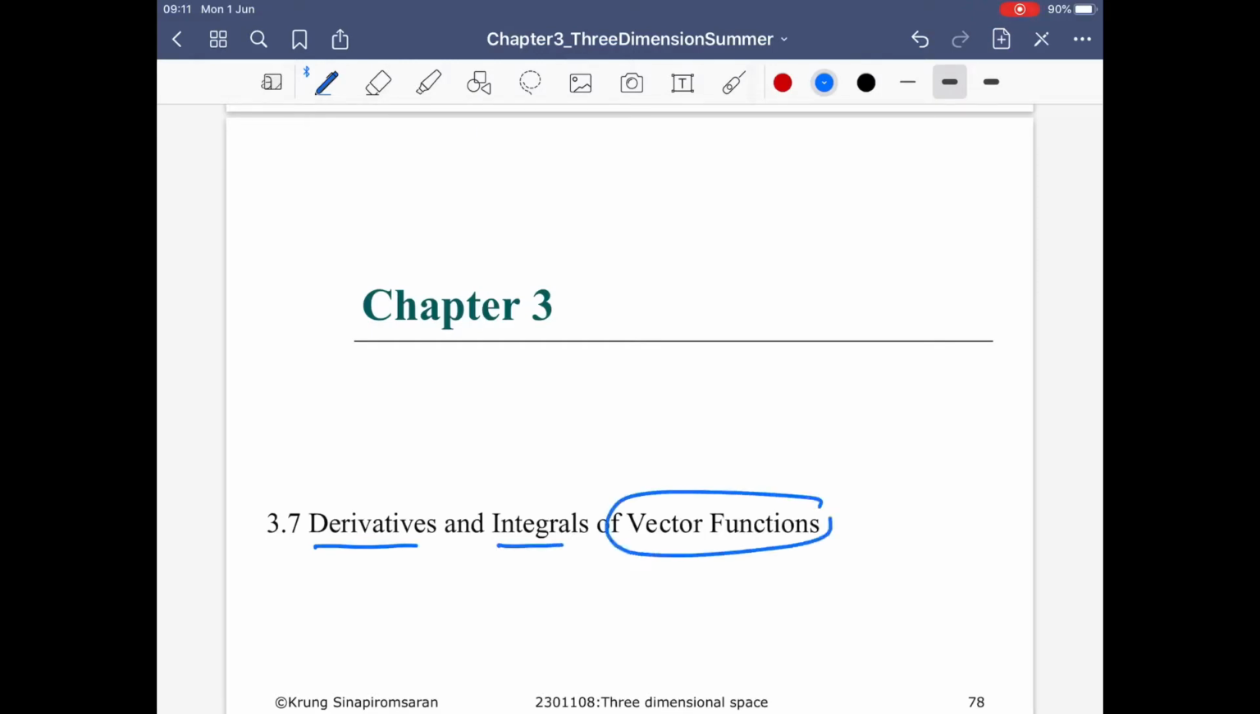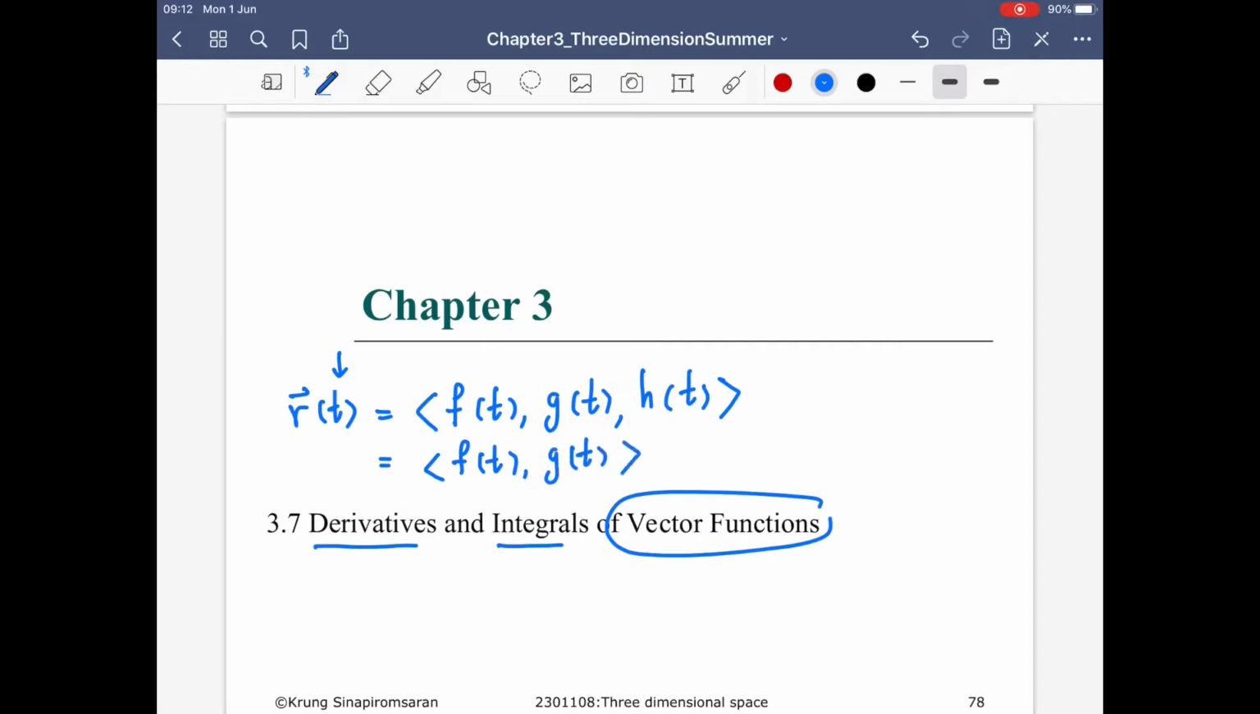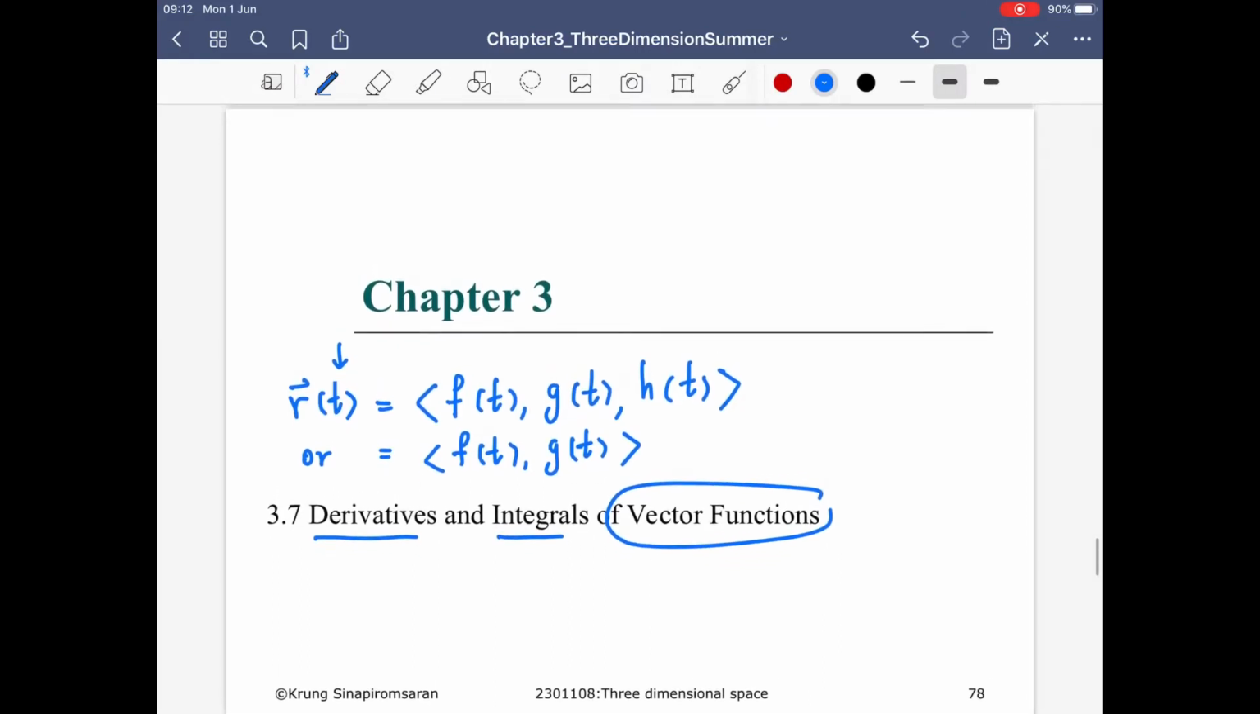vector function. Don't forget that your vector function depends on one input t, but the output depends on the dimension of the vector that you study. For example, if we study a three-dimensional vector, you have f(t), g(t), and h(t), or sometimes if you have only two dimensions, we can have f(t) or g(t). So what is the derivative of this vector function?